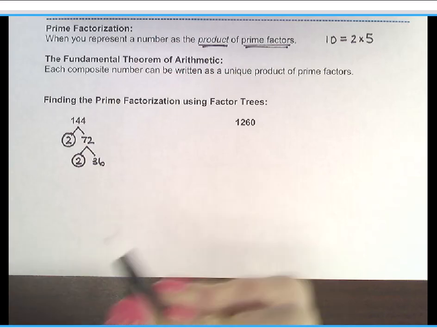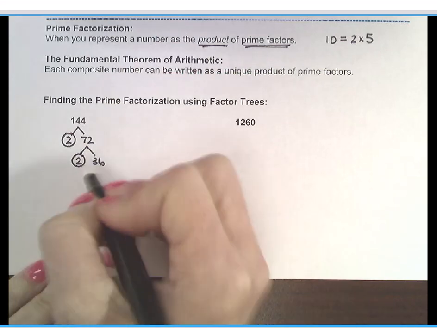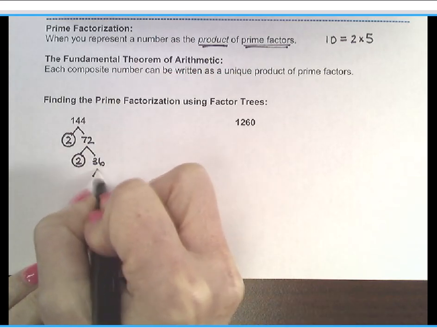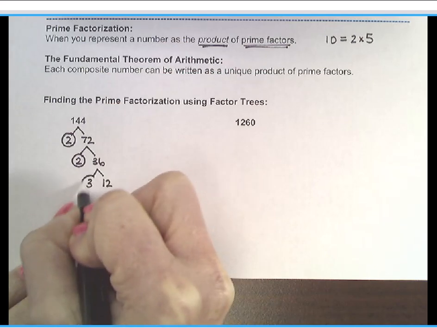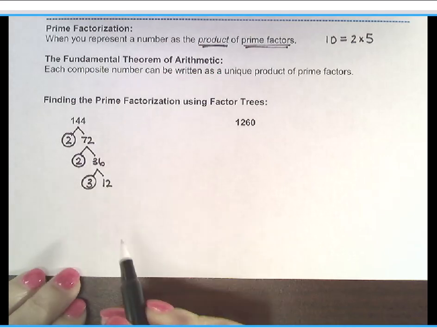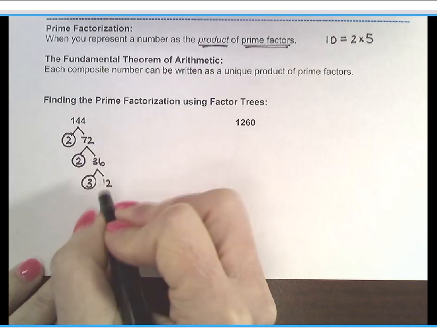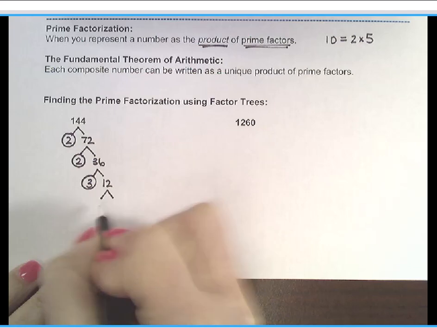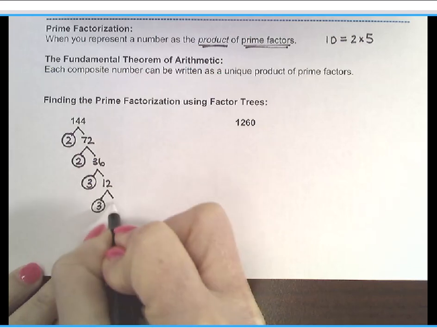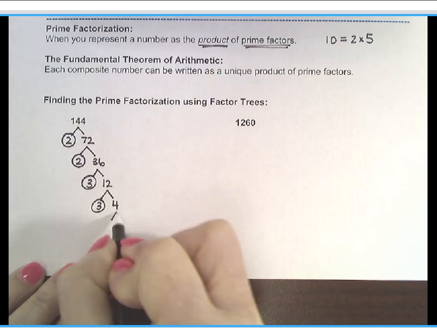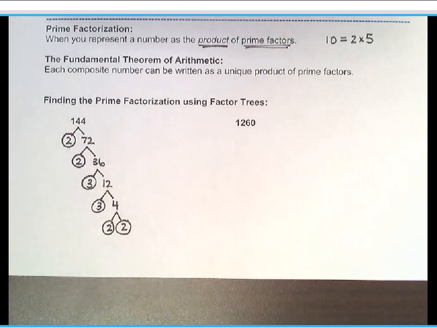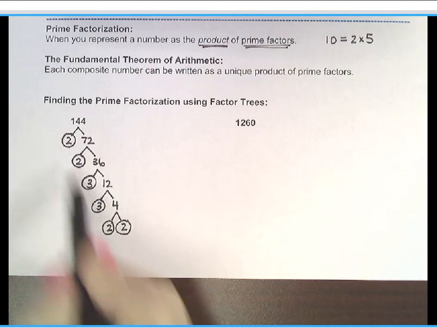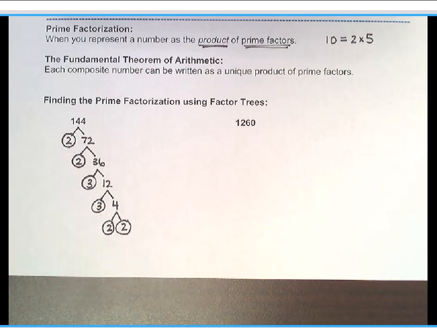36, there's a lot of ways you can do this. You could do 6 times 6. You could do 2 times 18. You could maybe decide to do 3 and 12. Maybe I'll do that, because 36 is divisible by 3. And then I can break down 12. 12 is 3 times 4. And 4 is 2 times 2. And every time I get to a prime number, I circle it. And then once I'm done, you'll have all of these little leaves at the end that are circled. Now you've got your prime factorization.